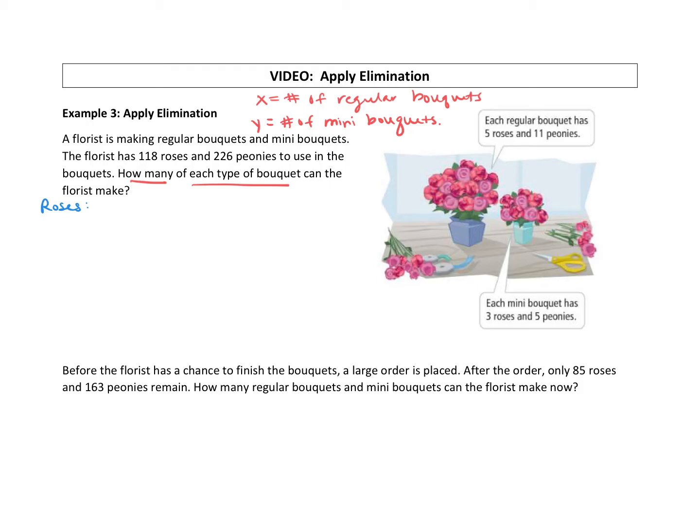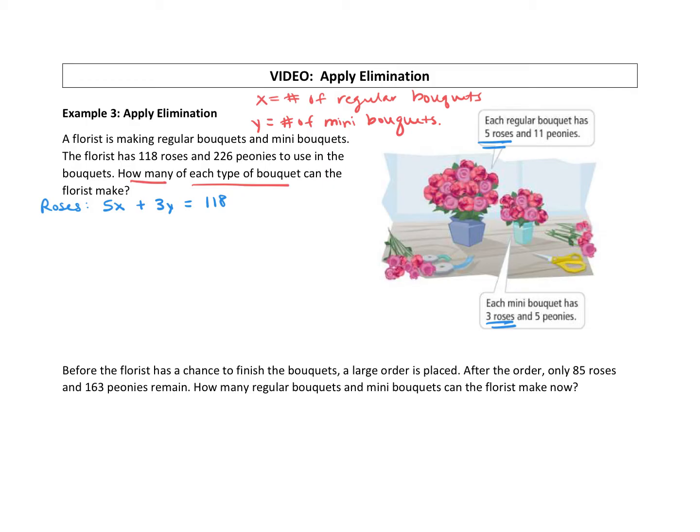The regular bouquets take 5 roses. So we're going to have 5 roses times every regular bouquet that we make. In addition to that, we're going to use 3 roses in every mini bouquet. So 3 roses times our number of mini bouquets. And that's going to equal our total number of roses, which is 118.